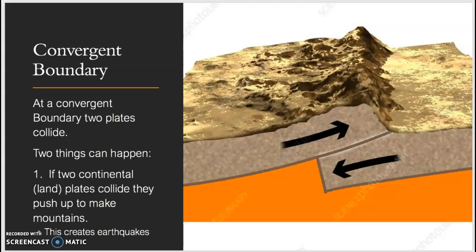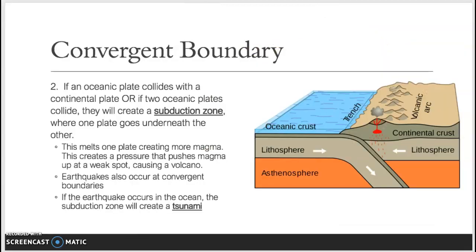But sometimes you should have seen yesterday that whenever the ocean plates are involved, there's something different. So if an oceanic crust collides with a continent, or if 2 oceanic plates collide, you get a subduction zone, where one piece, which is more dense, goes underneath the continental crust. So, or underneath the oceanic plate, whichever one it is.